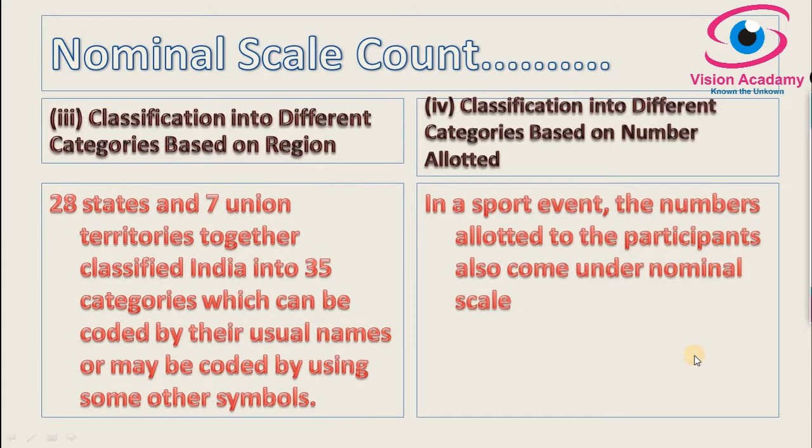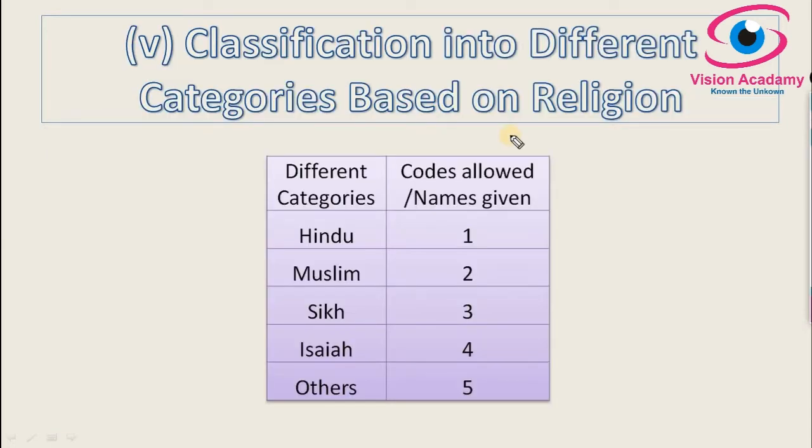To be more clear about this concept, one more very important consideration in the nominal scale is religion. If you want to categorize your population based on religion, you can categorize Hindu, Muslim, Sikh, Christian and others. For Hindu, I can give the number 1. For Muslim, I can give 2. Sikh, I can give 3. Christian as 4 and others as 5.